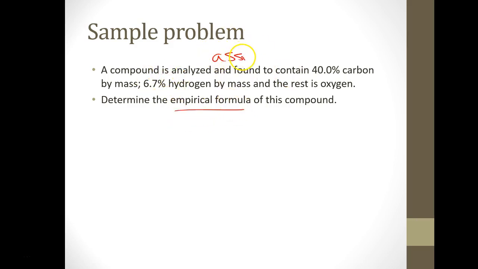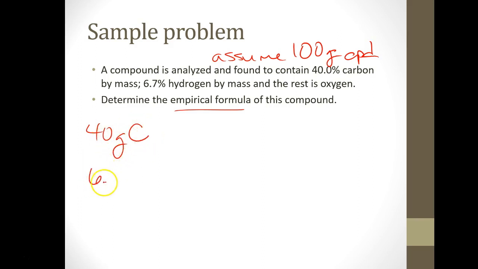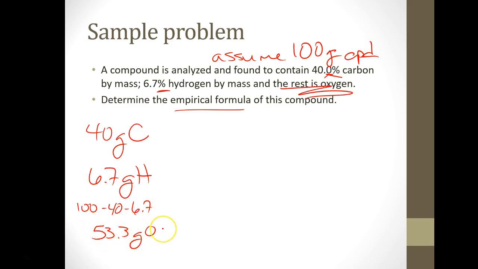The first thing you want to do is assume 100 grams of the compound, which means you have 40 grams of carbon, 6.7 grams of hydrogen, and it says the rest is oxygen. Well, if it's a percentage, all percents add to 100. So the oxygen would be 100 minus 40 minus 6.7, so 53.3 grams of oxygen.